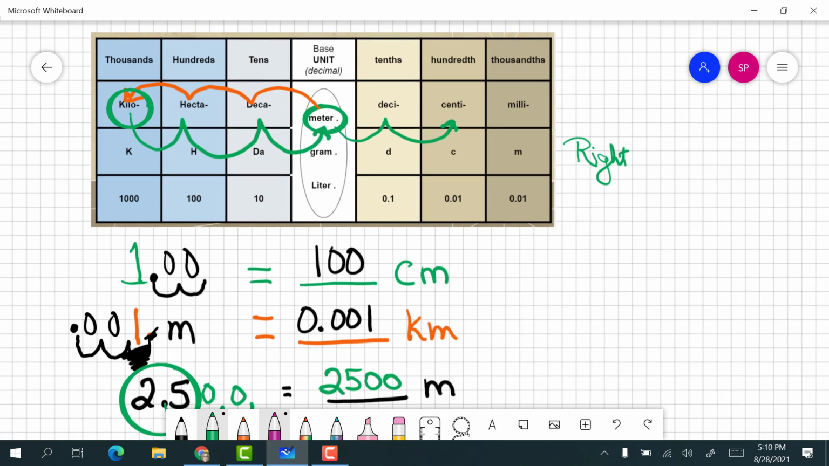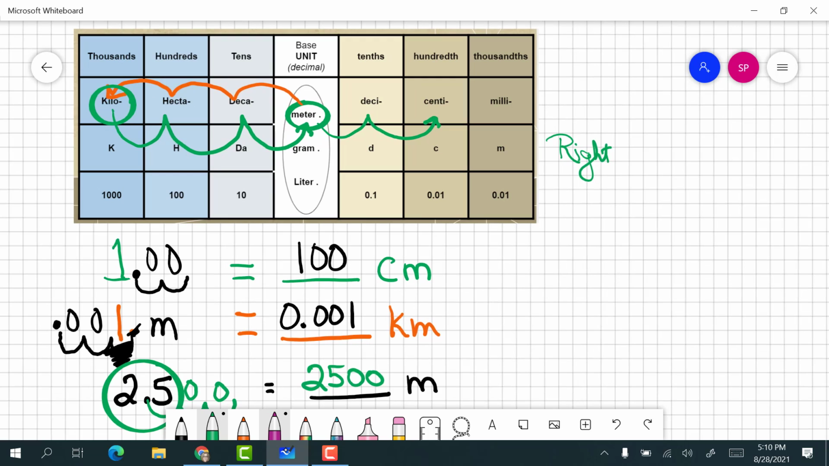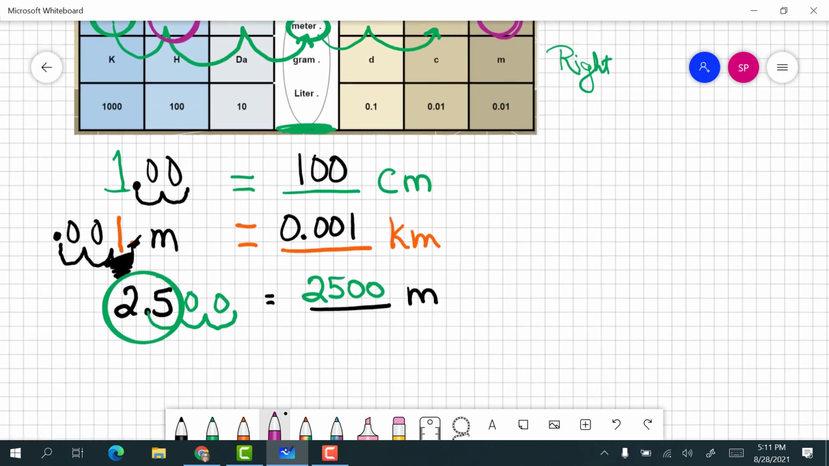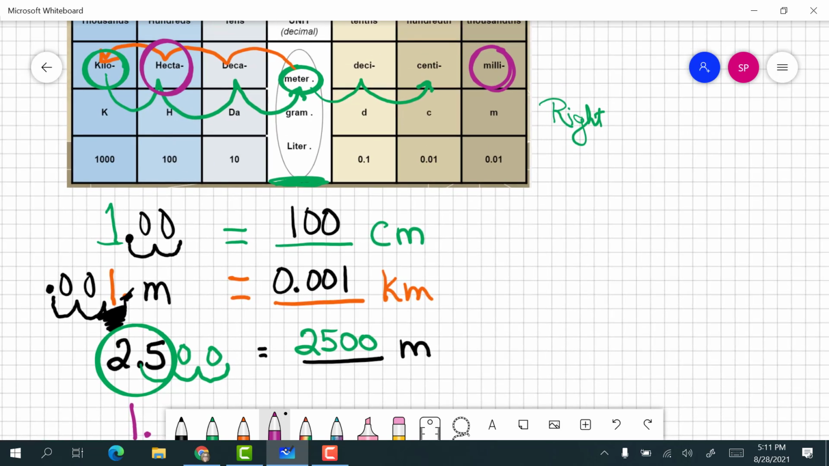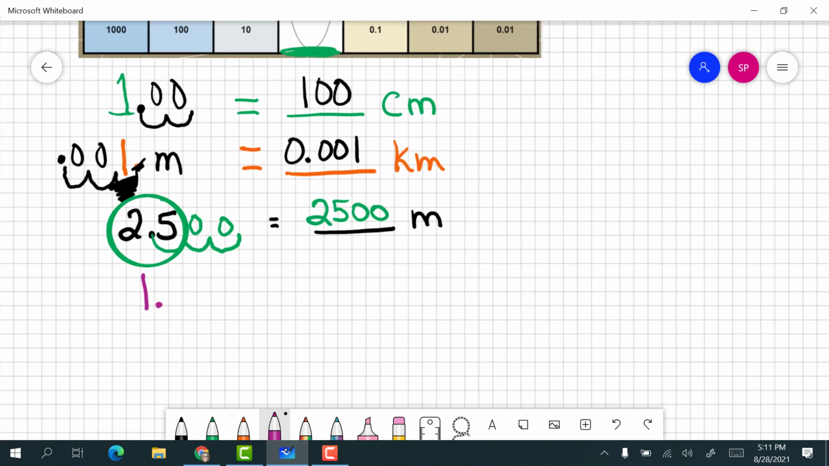But what if we're not starting with the base unit here? Maybe we're going someplace else. So let's take a look. What if I want to go from the hectometer and I want to go all the way to the millimeter? Okay, let's see how much that's going to be. I'm just going to do easy numbers. So 1 hectometer. And we notice here that the abbreviation for hectometer is H. So I'm going to put 1.0 HM, capital HM.